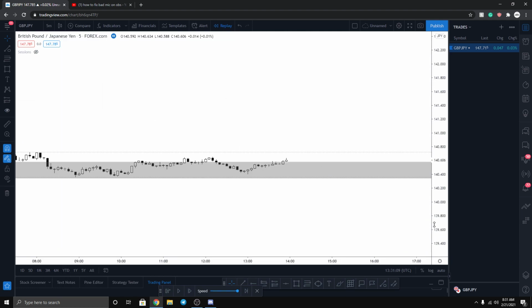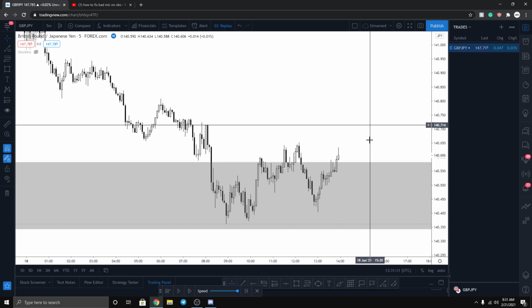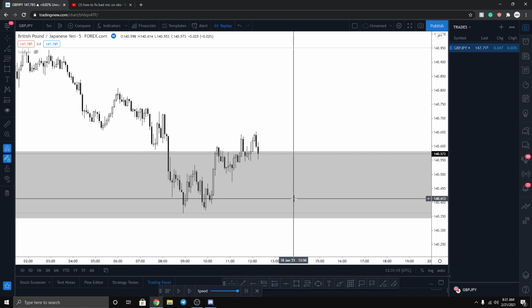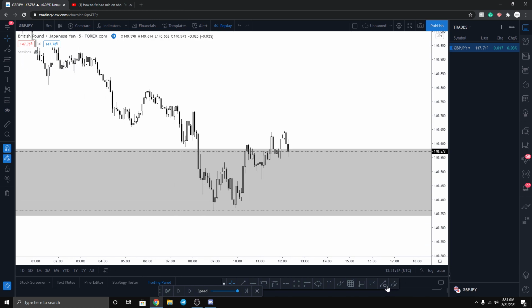And like I said in my last video, look for the break of structure. Now let me actually go back right over here. Like I said, look for the break of structure of lower highs. So let's get our confirmation list done.